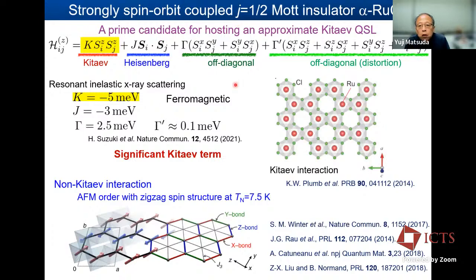The strongly spin-orbit coupled Mott insulator alpha-RuCl3 is a prime candidate for hosting an approximate Kitaev quantum spin liquid. In this material, ruthenium forms a honeycomb lattice, and the Kitaev interaction appears. Actually, this material has non-Kitaev terms, such as Heisenberg and off-diagonal terms. But many experiments show the Kitaev interaction is the dominant term among these interactions. However, because of the non-Kitaev interactions, antiferromagnetic order with zigzag spin structure occurs at the Néel temperature of nearly 7.5 Kelvin.